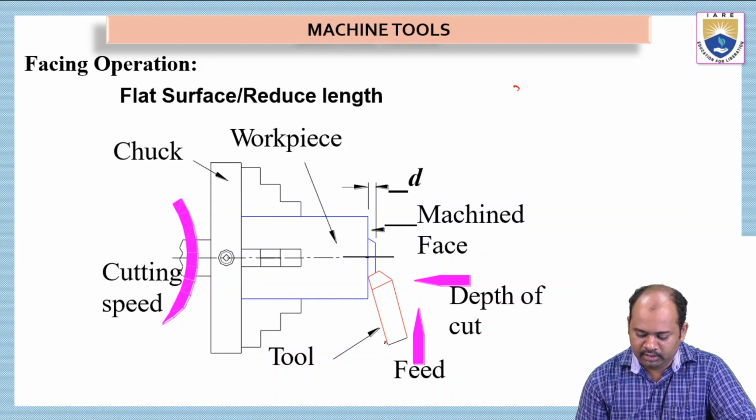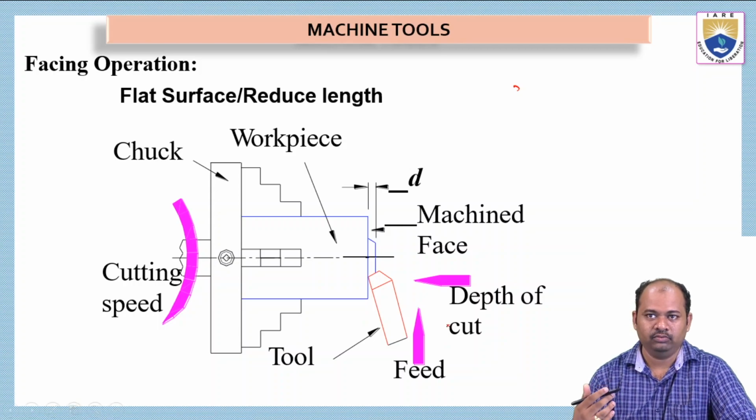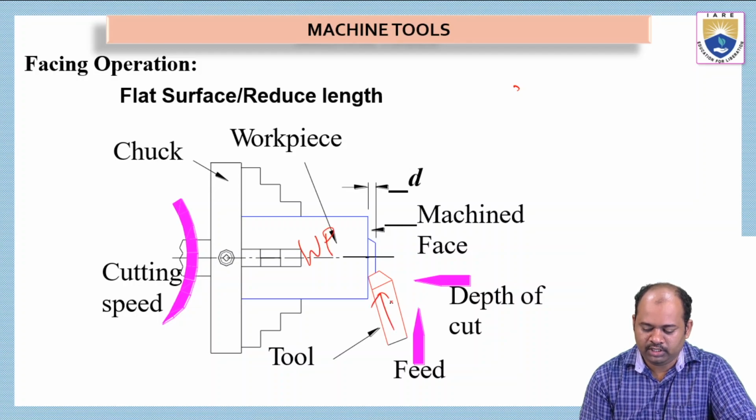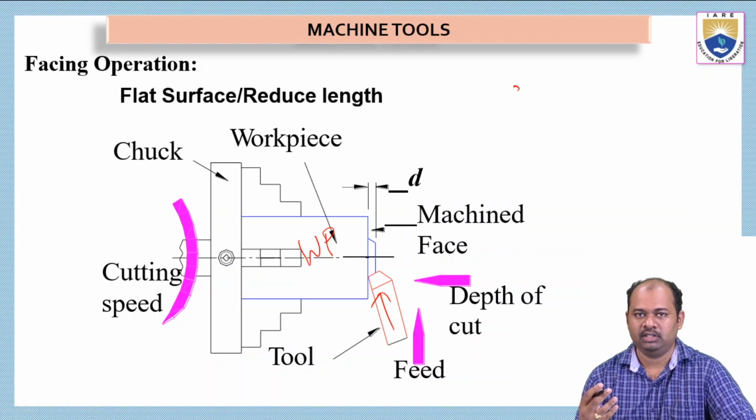So see here, we can give both the feed and depth. Mostly we will give feed. That means here the workpiece is rotating. We will keep this tool in this direction. We will touch the tool to the workpiece. Whenever we touch the tool with the workpiece, what happens? Some amount of material is removed.